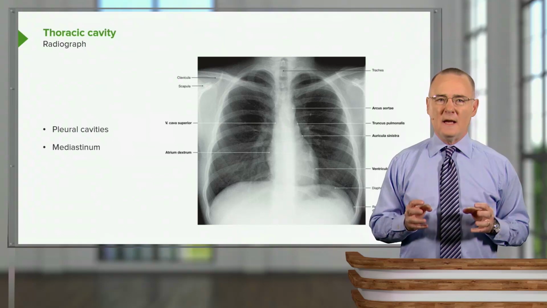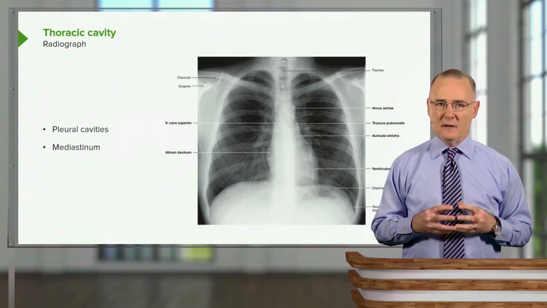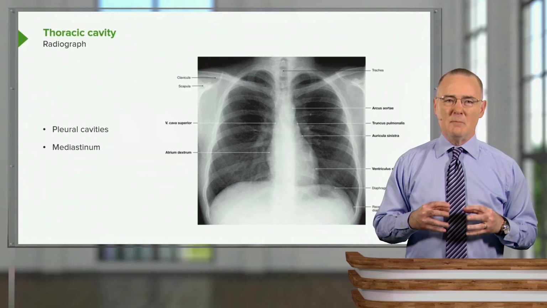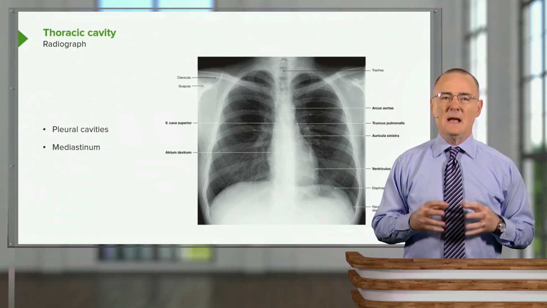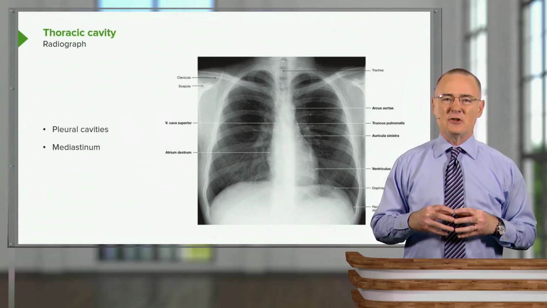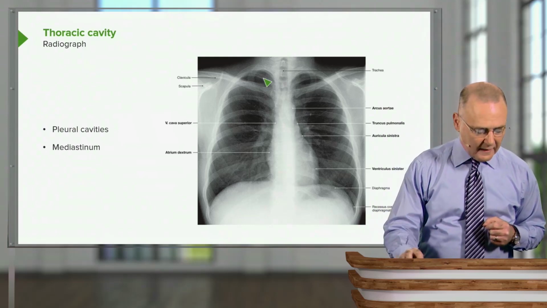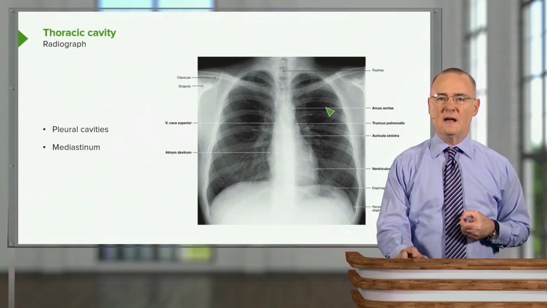Here we're looking at a radiograph of the thoracic cavity, and we can see the two pleural cavities as well as the mediastinum standing in the middle. The pleural cavities are going to appear relatively black. The mediastinum is going to have a much lighter appearance in its contrast. So here is our right pleural cavity, and we can see how dark it is. We can also see here on the left side, the left pleural cavity, and again we can see how dark it is.